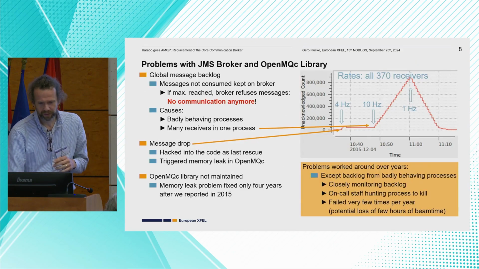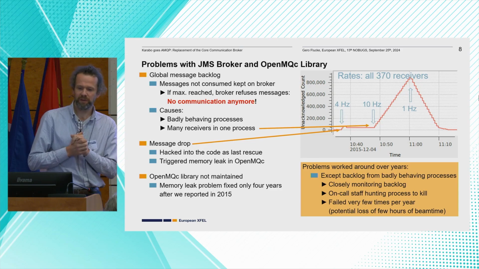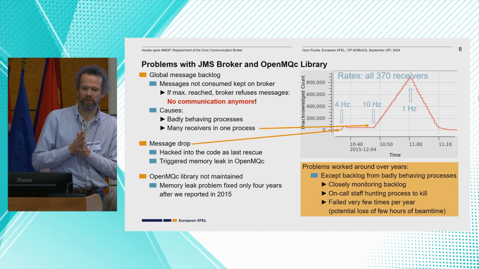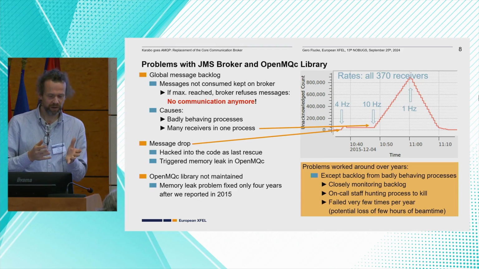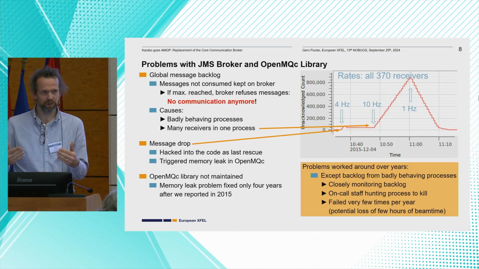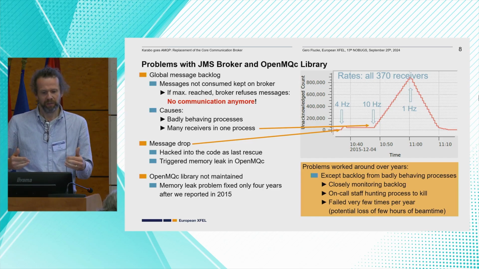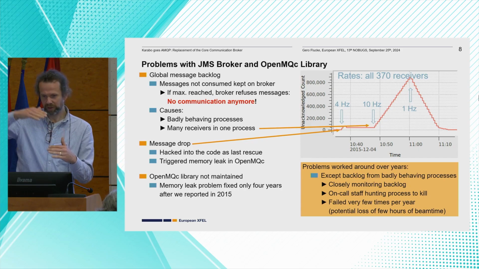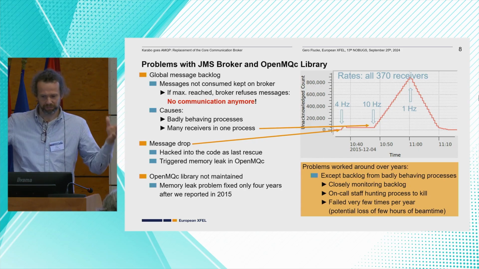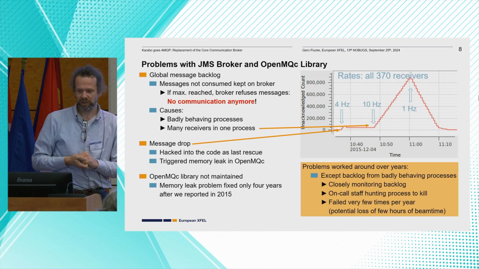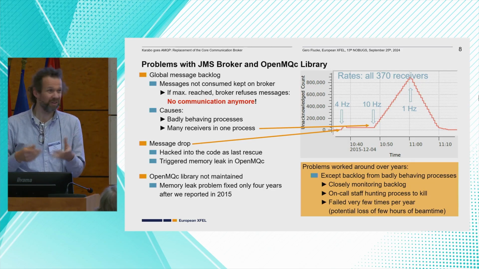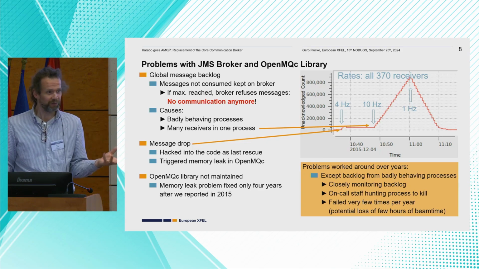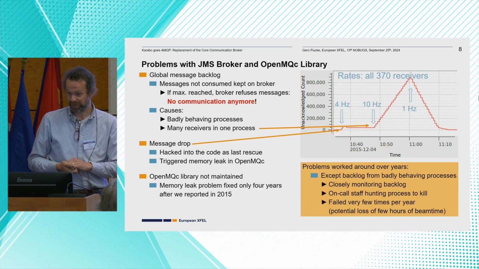So all nice, but we pretty early discovered problems. The most severe and most long-lasting was the global message backlog. What does it mean? Messages that are not consumed are kept on the broker until the broker knows this is done. You can configure a limit for how many messages the broker can carry, and if the maximum is reached, then the only thing that in some way works is to refuse further messages. But that, of course, means there is no communication, so there's a complete failure of the supervisory system.